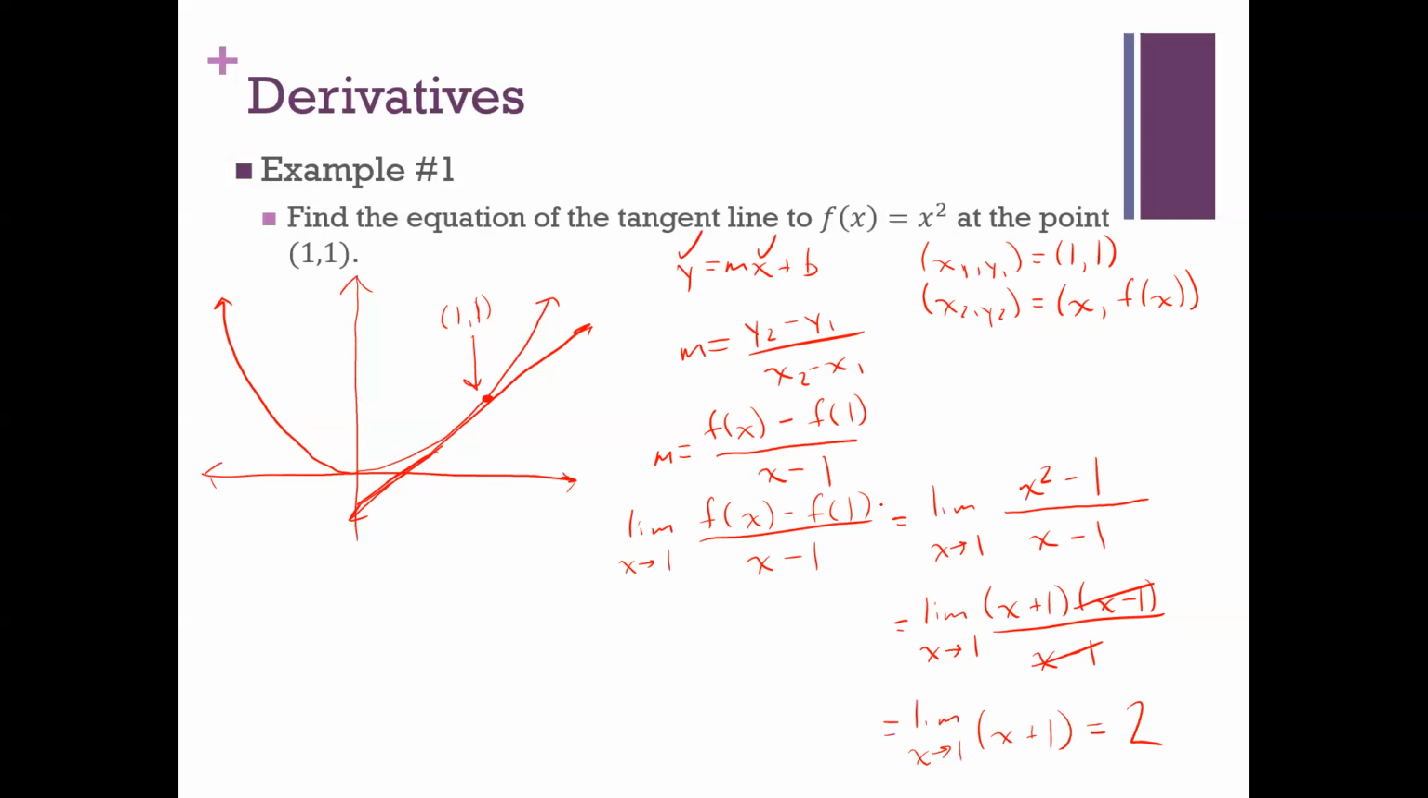Okay. So, I mean, if you just look at the really rough freehand picture I drew, hopefully you were expecting a positive slope, steeper than 1. So hopefully 2 seems reasonable.